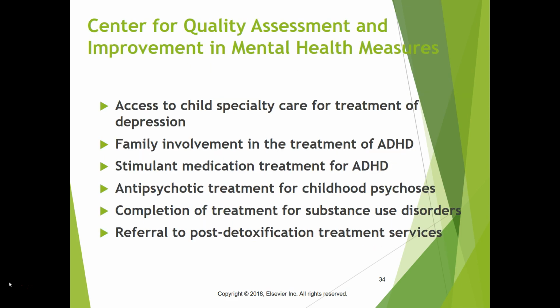So the Center for Quality Assessment and Improvement in Mental Health Measures, basically quality improvement is part of QSEN, and so improving the quality and effectiveness of nursing care for kids is definitely a continuous ongoing process. So we're looking at things like access to child specialty care for treatment of things like depression, family involvement in ADHD, stimulant medication treatment for ADHD, antipsychotic treatment for childhood psychosis, completion of treatment for substance use disorders, and referral to post-detox treatment services. So all of these areas in general would help to improve child and adolescent mental health care.